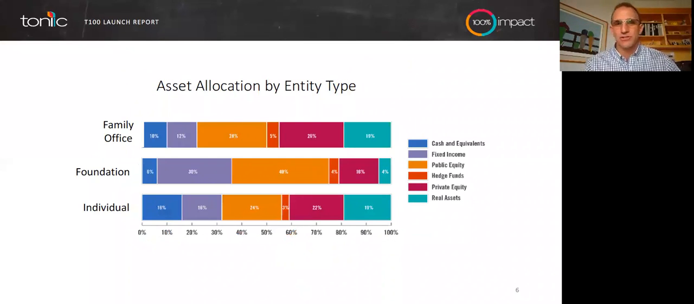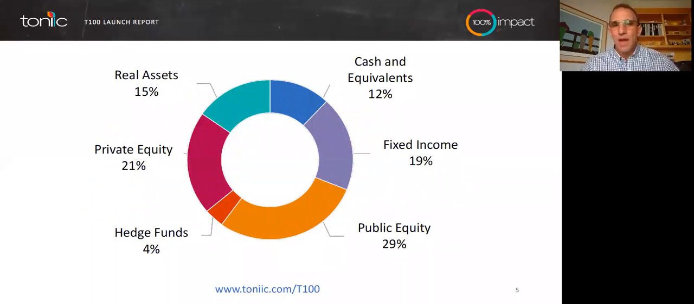Sorry, go back just for a sec. So one of the things that we were able to do is to aggregate these portfolios and then assess across the whole of these highly impactful portfolios what their asset class allocations are. And that's what you see here on this slide, which indicates, as you will see, that public equities represent the largest asset class across these portfolios.